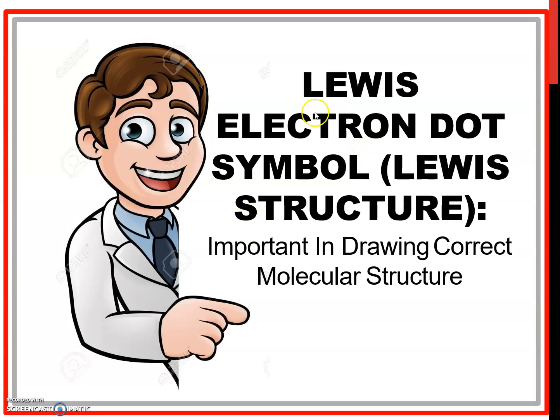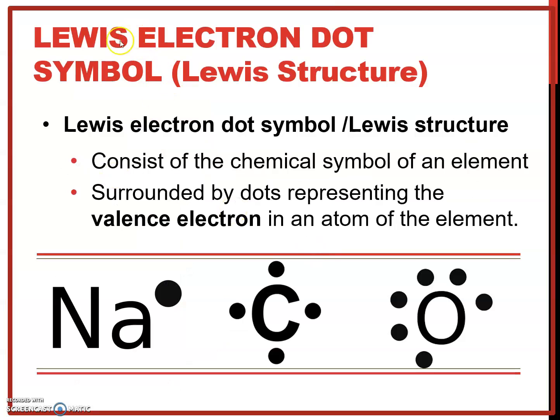Okay, first I will explain about the Lewis electron dot symbol, or what is called the Lewis structure. It is important for drawing the correct structure and determining molecular structure. The Lewis electron dot symbol consists of the chemical symbol of the element surrounded by dots representing the valence electrons of the element.